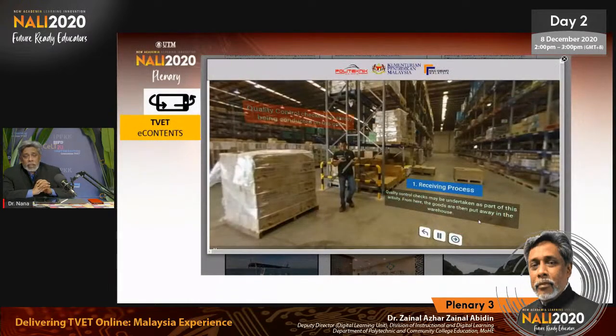Next, this is another part of the video showing that this is the receiving process of the warehouse. And students can look at this warehouse and understand how the process of logistics is being applied as far as the warehouse management is concerned, right?